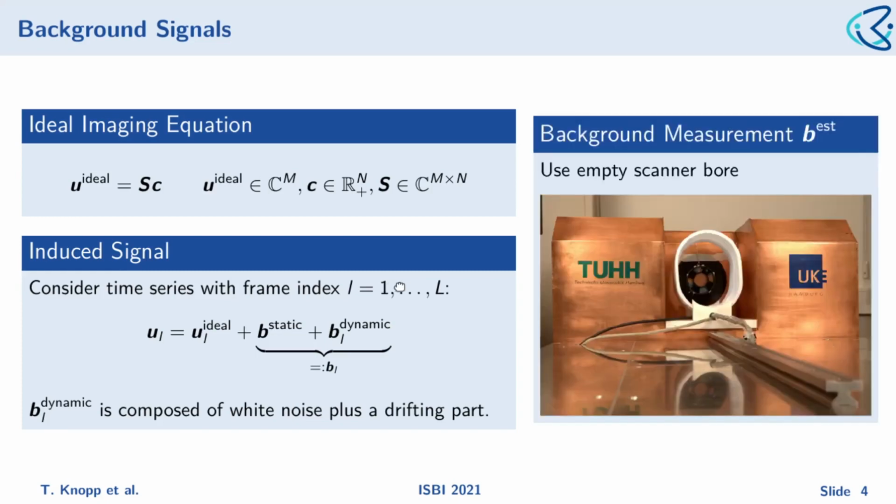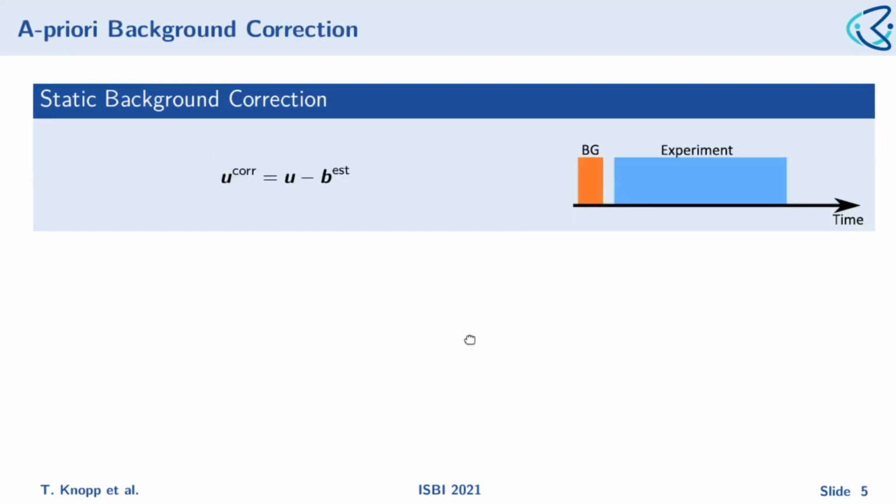One way to determine the background signal is to measure u without particles in the field of view, as it is shown on the right picture. With this method, one can reliably determine the static part of the background signal. To deal with background signals, one can use one of the following methods. First of all, one can measure a background signal before an experiment and subtract it from all following measurement vectors. This method is simple and widely used in MPI. It cannot handle dynamic changes during the experiment though.